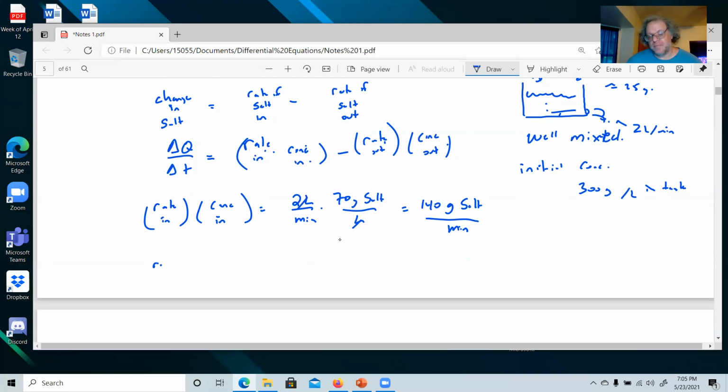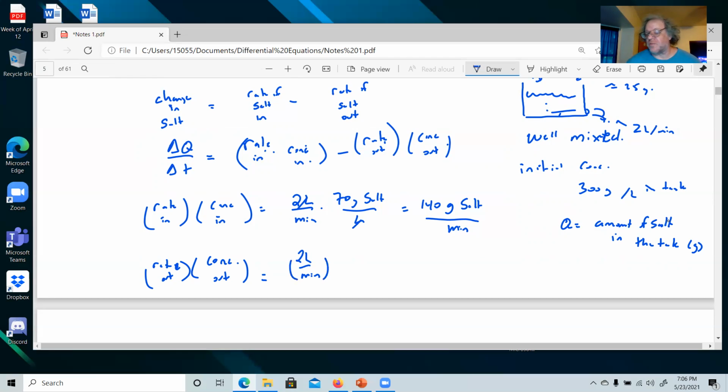Now the rate out is not so bad. But the concentration out is where it's going to get a little interesting, because one of the variables we're going to define is Q, the amount of salt in the tank. The rate out is our 2 liters per minute, since what comes in is going out. The tank's not going to empty or overflow. But the concentration out, how much salt is in there? We need to know how many grams per liter, and we just don't know.